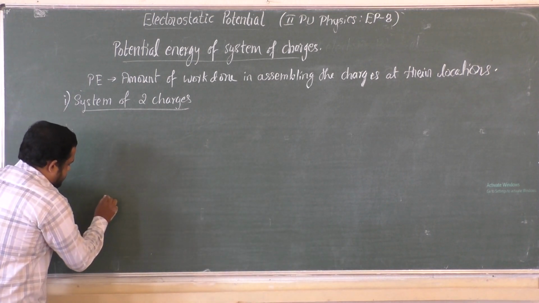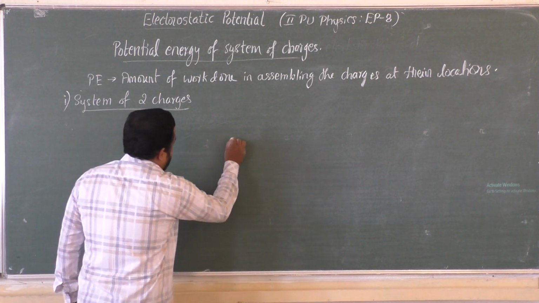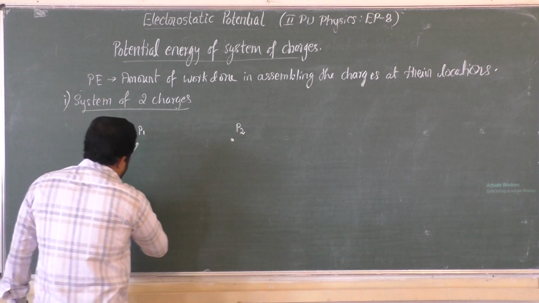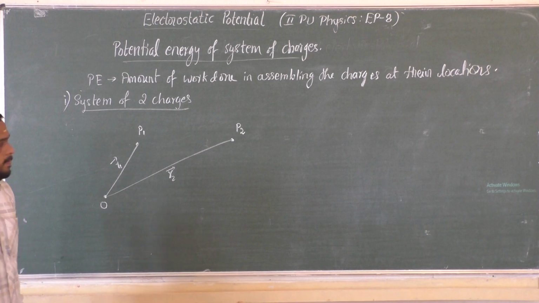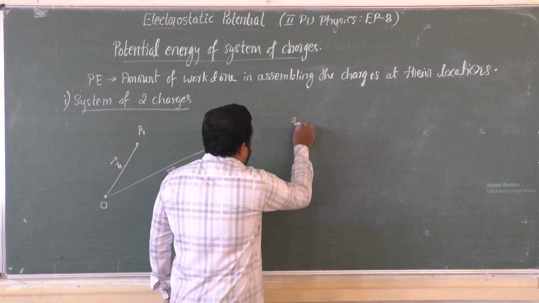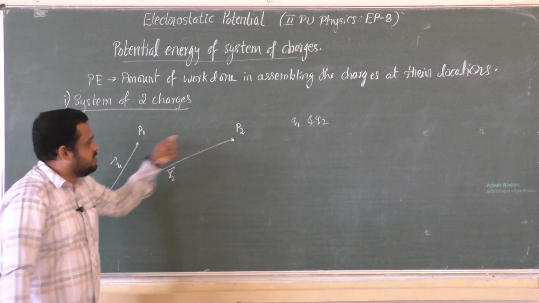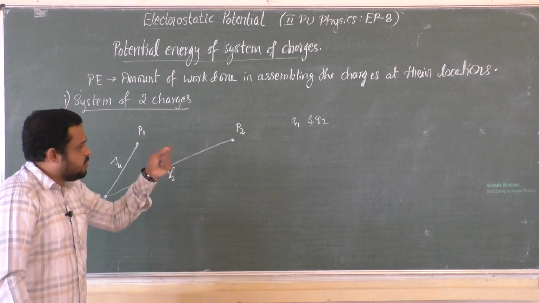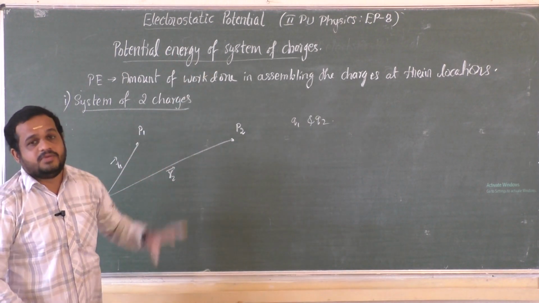Now, with respect to origin O, consider two points P1 and P2 with the position vectors R1 and R2. Now, I want to form a system of two charges, that is Q1 and Q2. That means I want to place two charges, Q1 at point P1 and Q2 at point P2. To place those charges Q1 and Q2, assume that those charges are at infinity.